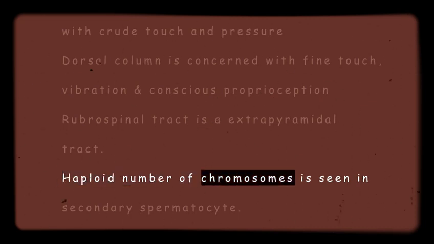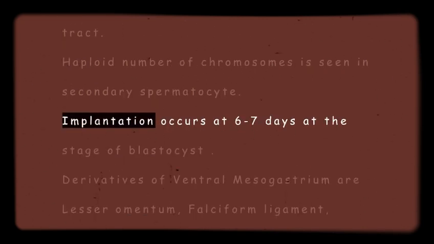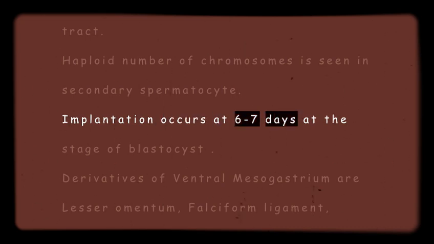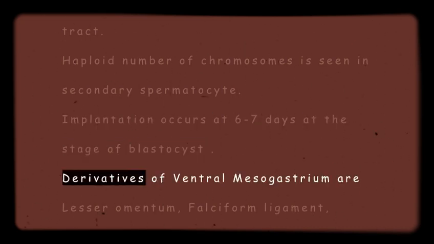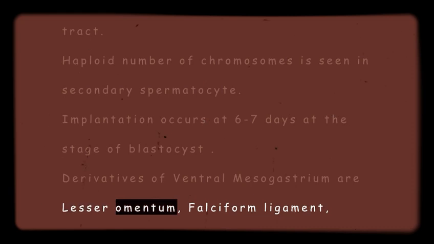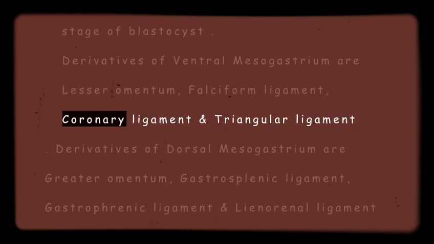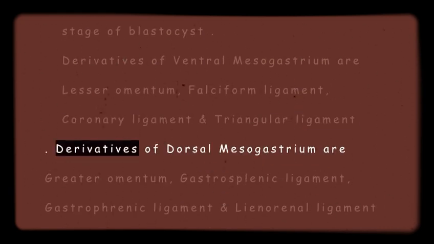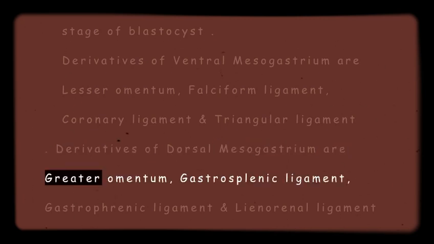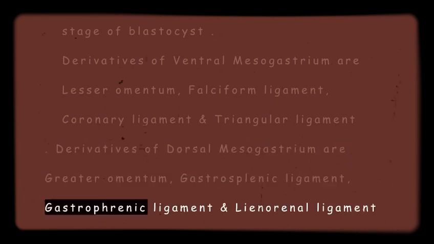Haploid number of chromosomes is seen in secondary spermatocyte. Implantation occurs at 6 to 7 days at the stage of blastocyst. Derivatives of ventral mesogastrium are lesser omentum, falciform ligament, coronary ligament and triangular ligament. Derivatives of dorsal mesogastrium are greater omentum, gastrosplenic ligament, gastrophrenic ligament and lienorenal ligament.